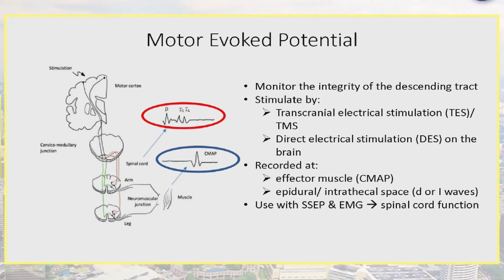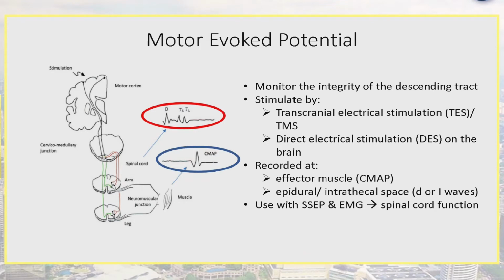So we go first to motor evoked potential. It is one of the essential things that we need now in spine and even neurosurgery. It monitors the integrity of the descending tract. We stimulate by transcranial electrical stimuli or by transcranial magnetic stimuli. However, magnetic stimuli we do only in awake patients, because the signal diminishes after the patient is under anesthesia. Another way is that we directly give stimulus to the brain itself, mainly for mapping of the cortex.